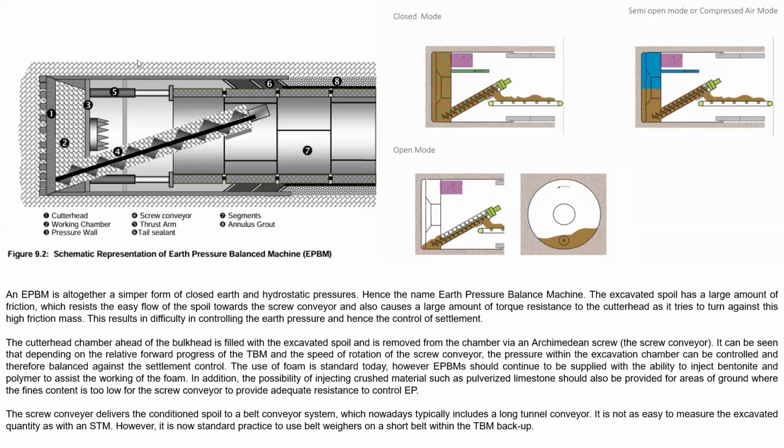So open mode means that you are not applying any face pressure, so basically you can remove all of your muck. You can see in the open mode, there is no muck inside the excavation chamber because I don't need to apply any face pressure. If it is a semi-open mode or compressed air mode, half of the muck I will fill in the excavation chamber and half I can apply as air pressure. If it is a closed mode, the excavation chamber should always be full because I need to apply a very high thrust.